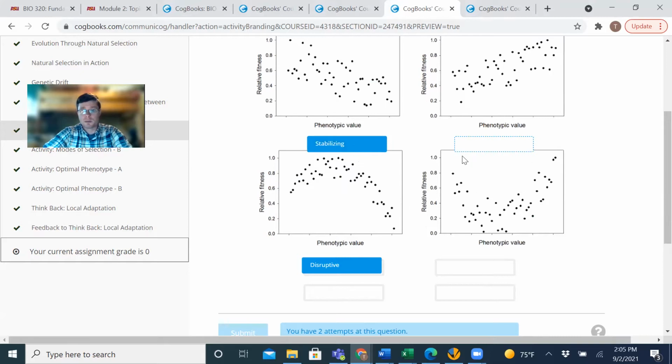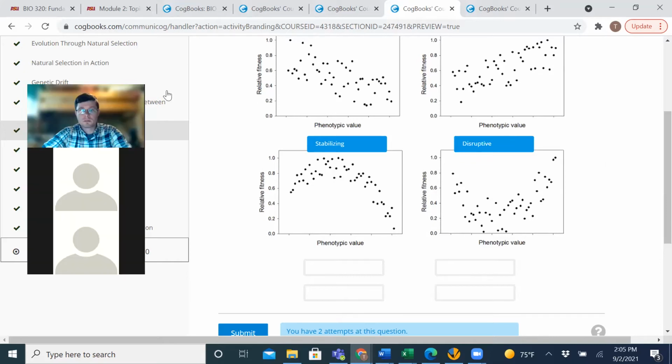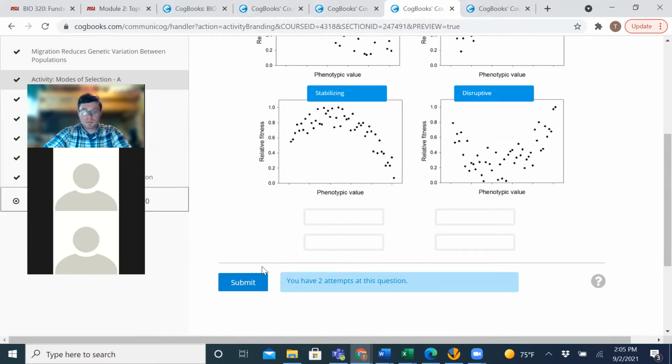Then what about the last one? Why is this disruptive? Because the intermediate phenotypes are the ones that are the most fit. I mean, the extreme phenotypes or the intermediate phenotypes are the least fit. Exactly. So you're getting them spread out in either direction. Yeah, it's disrupting like the middle, right? And it's causing them to diverge to different extreme phenotypes. Yeah, very good. We'll submit that.